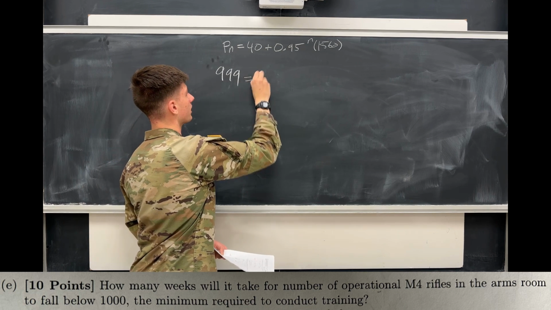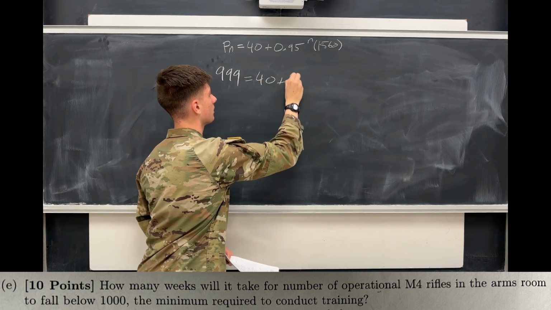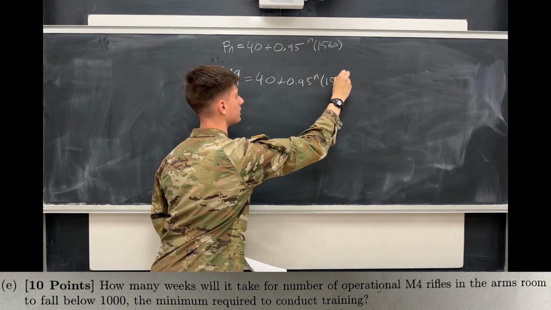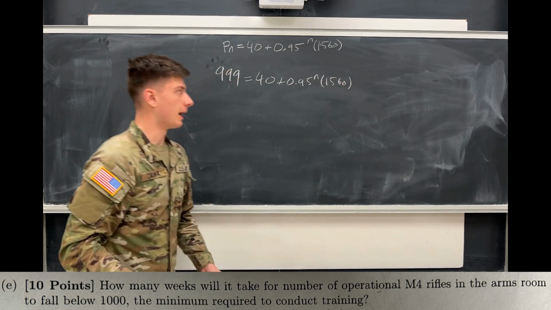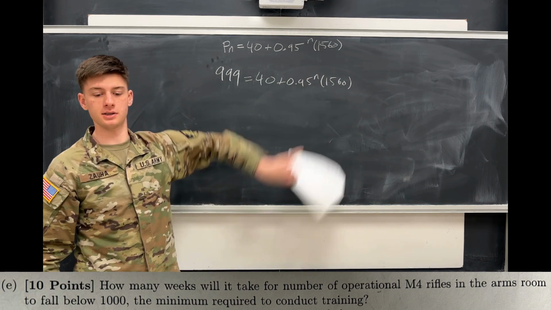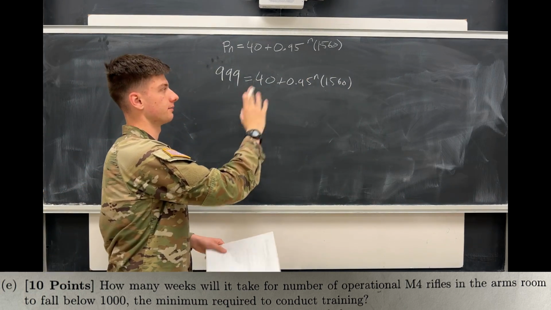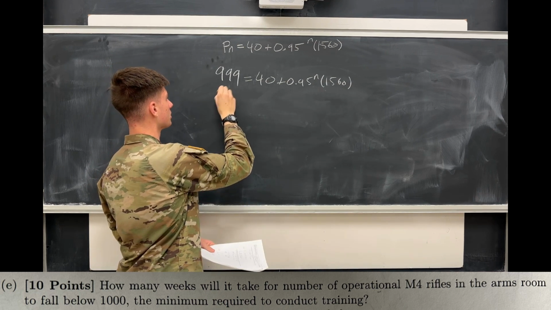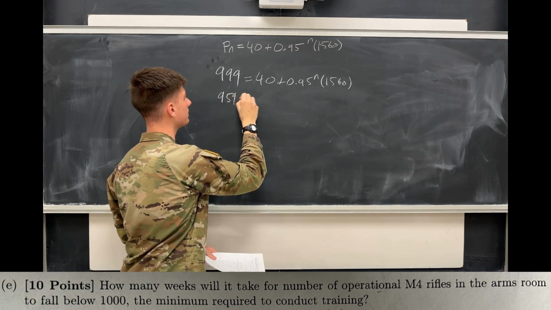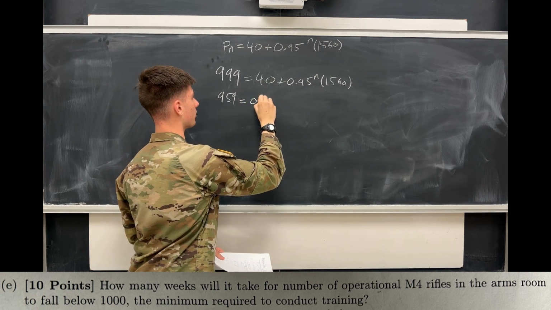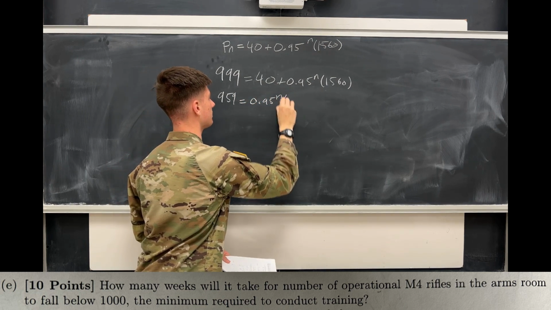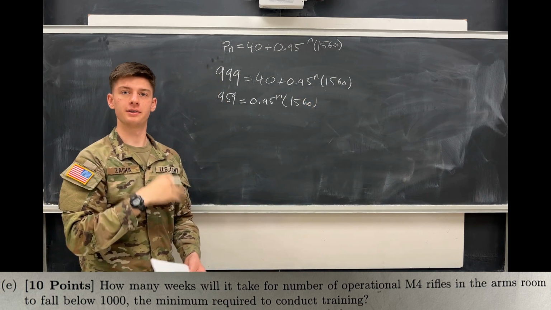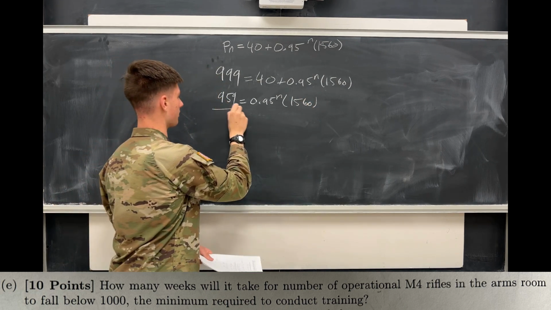We're going to set that equal to the rest of our equation, 40 plus 0.95 to the n times 1560. And then I'm going to solve for n, because n is the number of weeks, right? So when I'm using n, that's what I'm going to try and get to. The first thing I want to do is subtract 40. So I'm going to get 959 equals 0.95 to the n times 1560. And then I'm going to divide by 1560 on both sides.